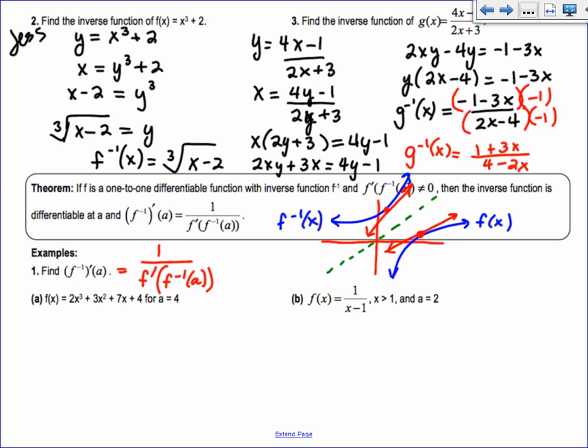So this first one is saying f of x is equal to 2x cubed plus 3x squared plus 7x plus 4. Find f inverse prime of a for a equals 4. Okay, so f inverse prime of 4 ends up being 1 over, and you switch the two things. You switch the inverse and the prime. So you get f prime of f inverse of a. It's hard to do a parenthesis in f's. There we go. So my a is 4, I guess. I need to put that in there.